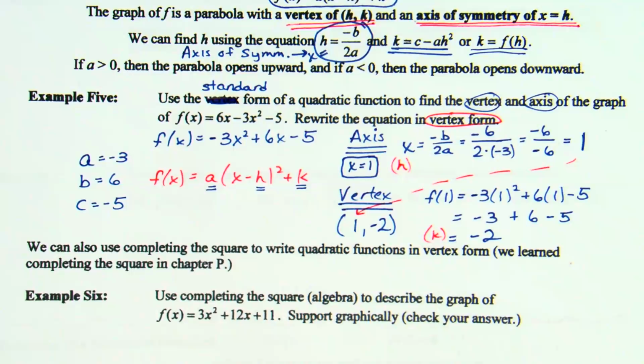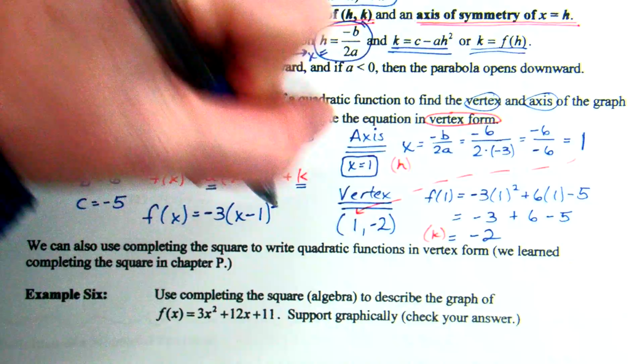So, final answer. f(x) equals, what's a? -3. Times (x minus, what's h? 1) quantity squared plus k, minus 2.